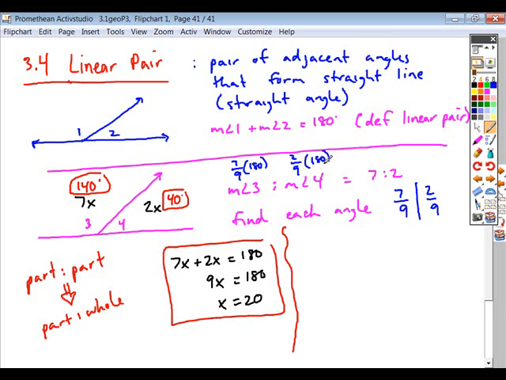And so you can still solve this problem kind of the same way. 9 goes into 180, 20. 20 times 2 is 40. So you can get this angle as 40. 9 goes into 180, 20. 20 times 7 is 140. So it doesn't matter which way you think of these. I'll be coming back to this concept of converting part-to-part ratios into part-to-whole, so I just wanted to introduce it here to start with.